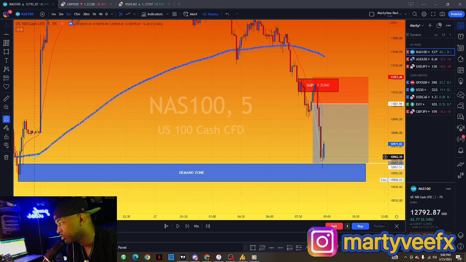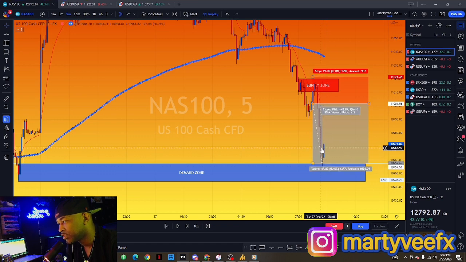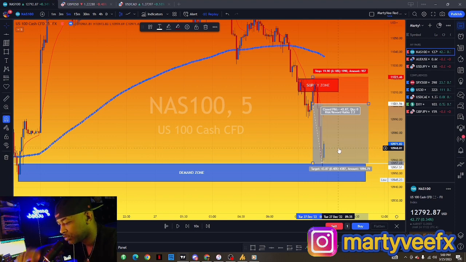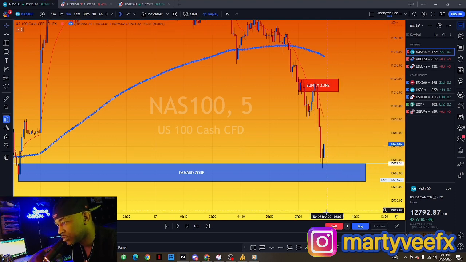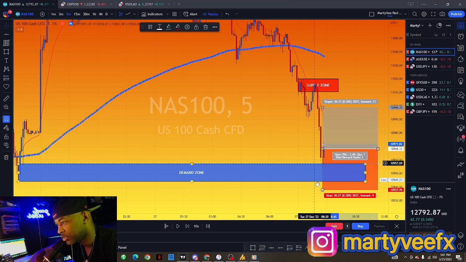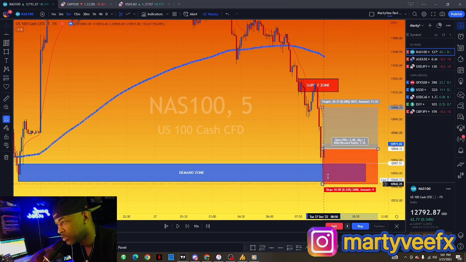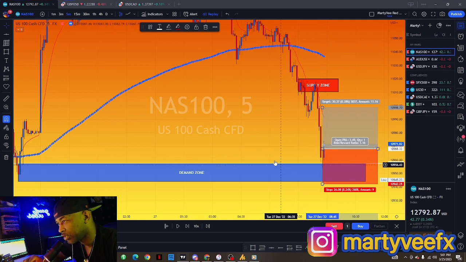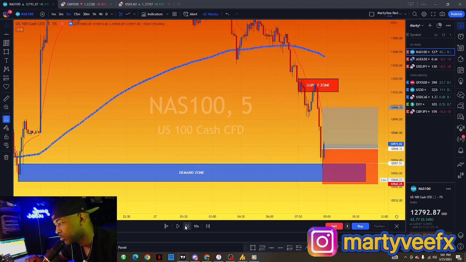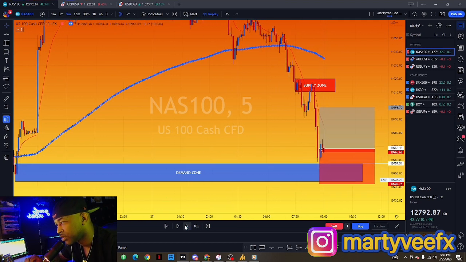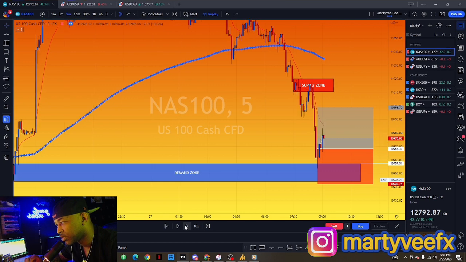Okay, so if you look at this from the demand zone, it tapped my zone. So technically, this would be the break of the candle. So I'm going to delete this short tool right quick to show you the other end. This is an opposing zone. So it broke the candle. So let's see what happens. All right, we're going up.